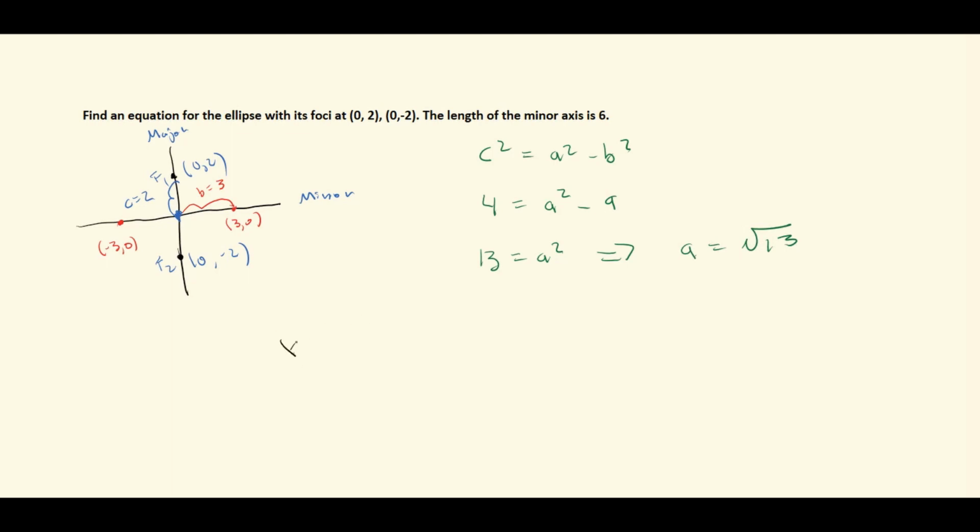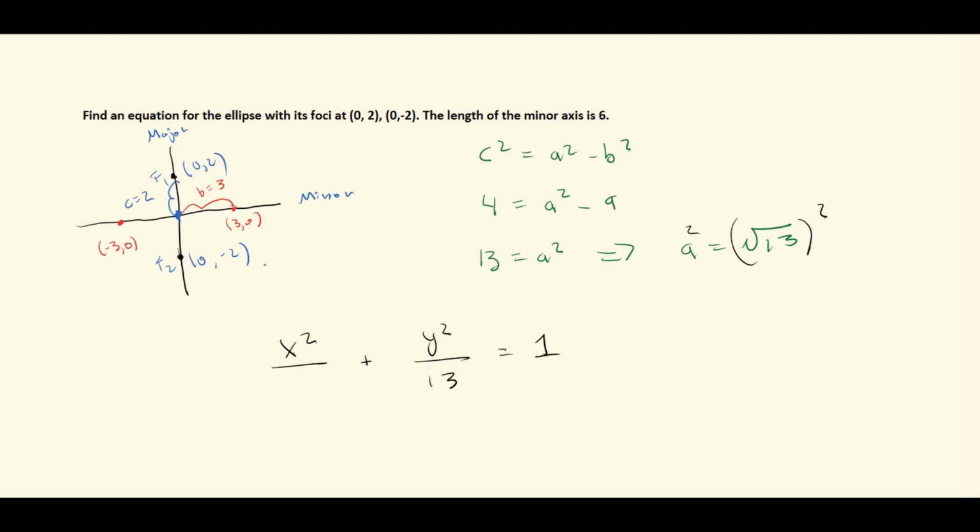Our equation is going to be x squared over something plus y squared over something equals 1. So because the major axis is the y-axis, that tells us that the a term is going to go below y. So the term here is going to be a squared. A is the square root of 13, so a squared is going to be 13. So here we have a 13.